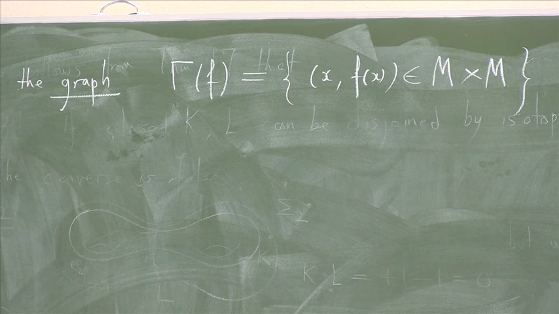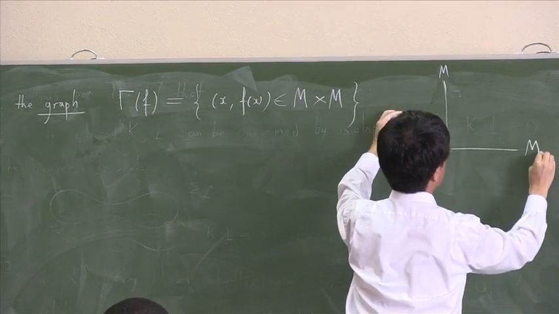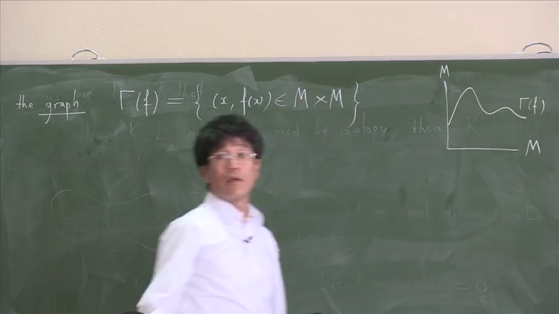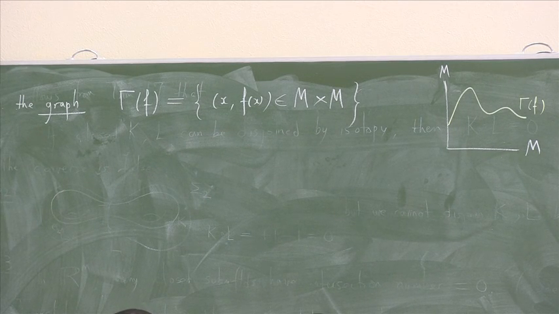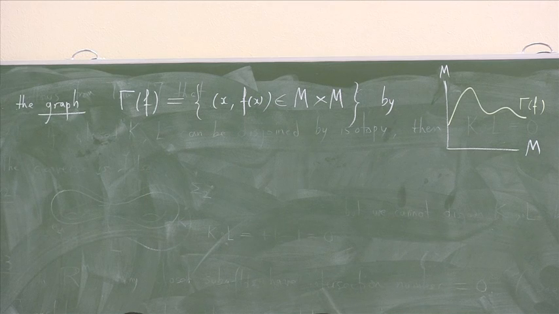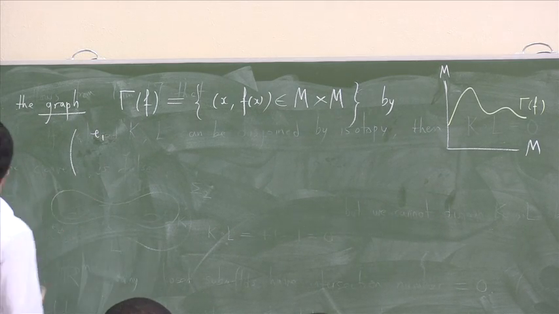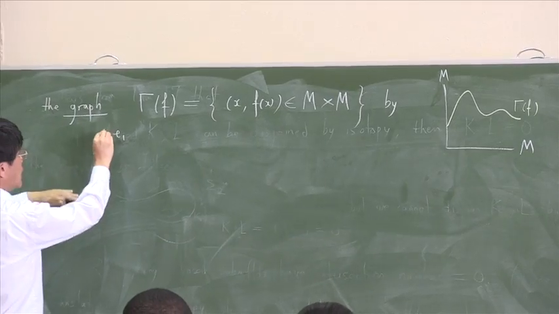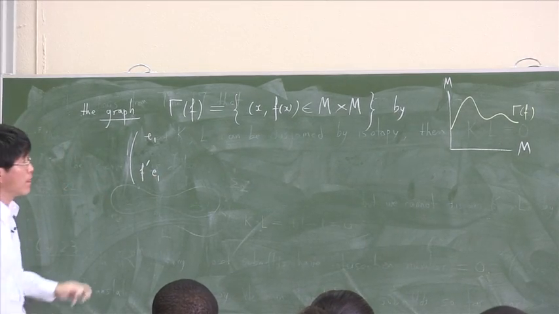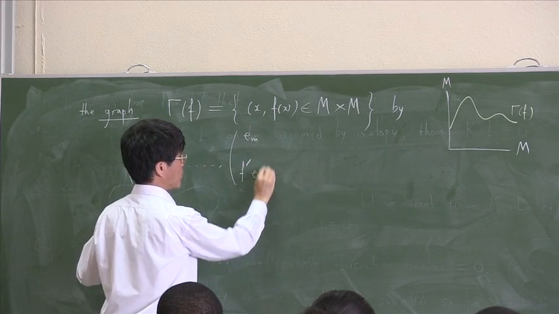Again, easy to see what it is in pictures. Sorry, that's M. Graph might be something like this. So that's gamma of F. Okay. And this gamma of F, we shall orient. You see the sentence structure? We orient the diagonal by this, the graph by the following: E1, so you put the vector there. And then underneath, we shall put the derivative of F applied to E1. And then so on. And then EM, derivative of F applied to EM.